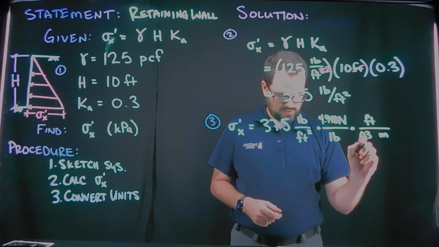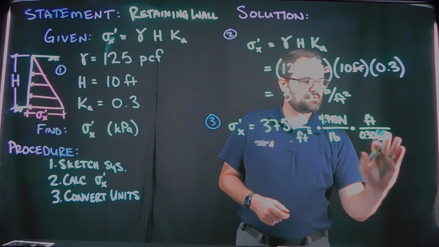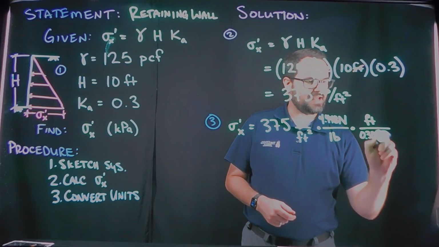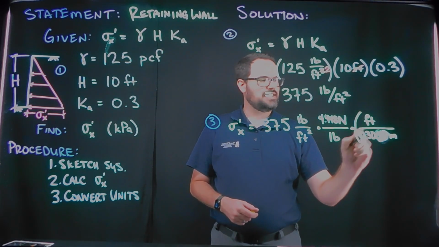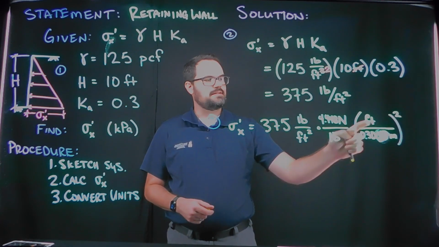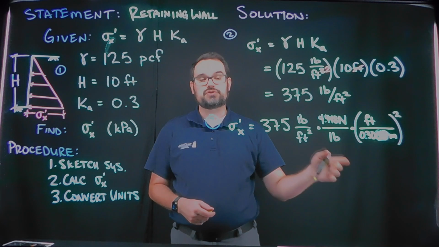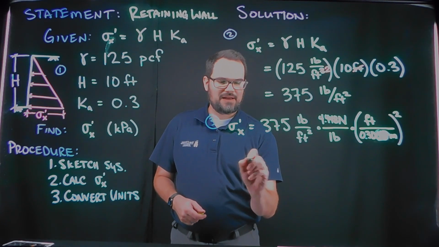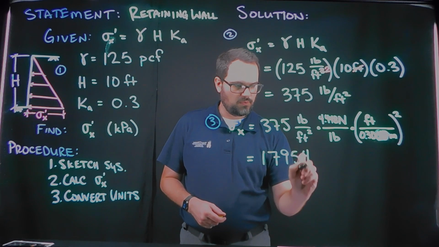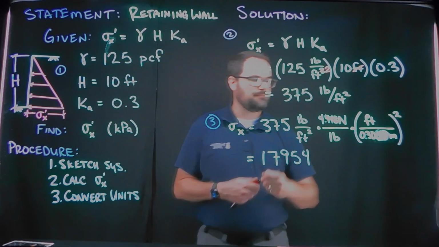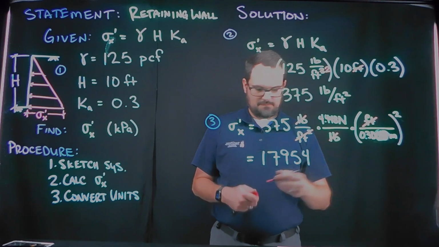We said that was 0.3048 meters. Now the interesting thing here is we have 2 feet, so feet squared. So I actually need to take this conversion factor and square it. That means I'll get feet squared, which will cancel. I'll get meters squared, and then the 0.3048 also has to be squared. So when I put these values into my calculator, I get a value of 17954. And then if I check my units, my pounds will cancel, and then both of the feet will cancel, and I'll be left with Newton per meter squared.